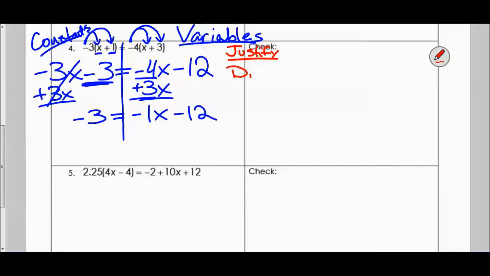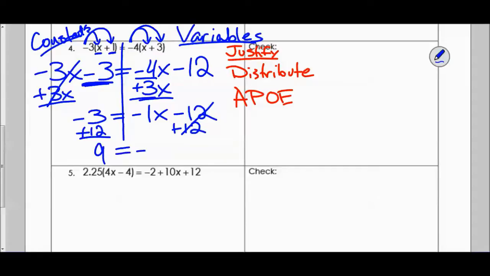First step was to distribute. My second step, I added to both sides, so that's APOE. The next step, I'm trying to cancel out my constant on the right side so that I can bring it over to the left side. I'm canceling out a minus 12 on the right side by adding 12 to both sides. So I get 9 equals negative 1 times x.